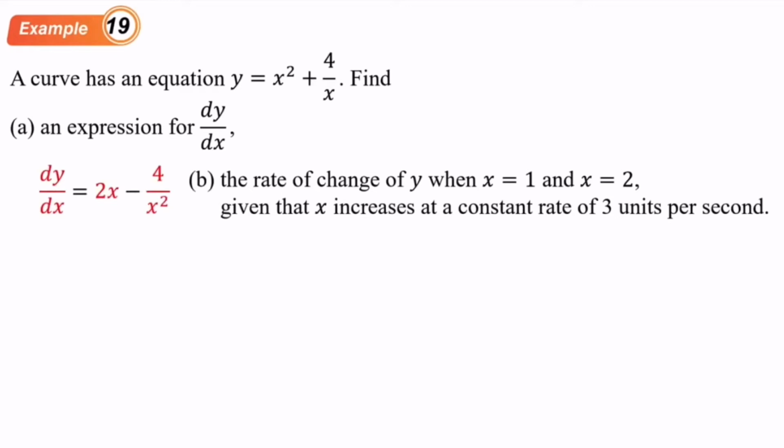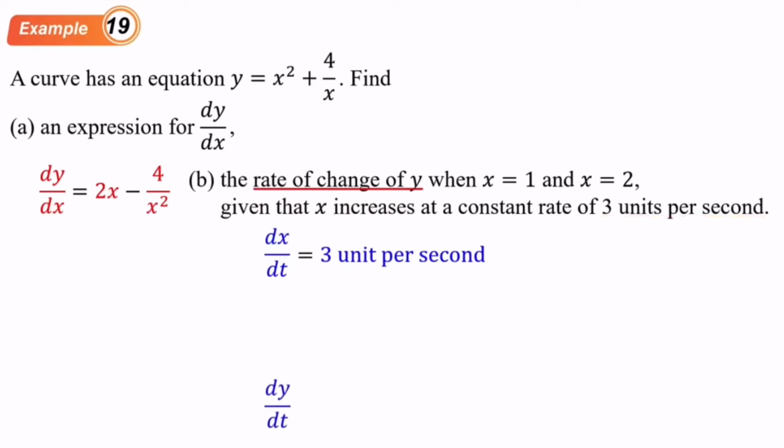So it's actually 2x minus 4 over x squared. Okay, before that you have to write 4x to the power of negative 1. Okay, so after we find the dy/dx, we will read the question. The x increases at a constant rate. So you have to convert these terms into dx/dt. So let's read the question. The question says dx/dt is 3 units per second. So we will just write dx/dt is equal to 3 units per second.